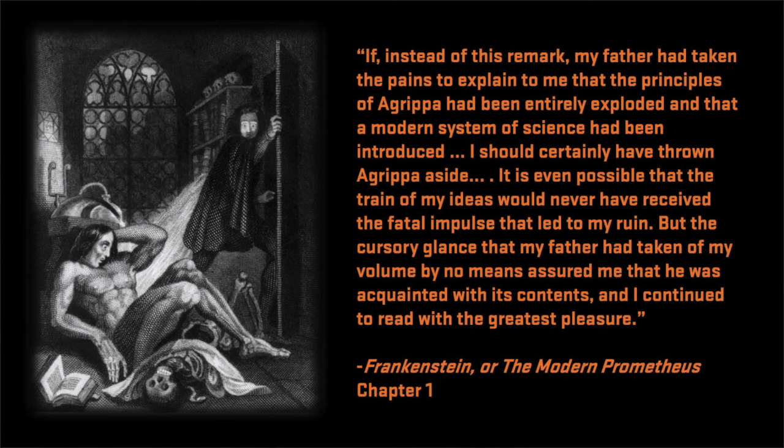And Victor found some old books of occult philosophy by the medieval mystic Cornelius Agrippa. After beginning to read them eagerly, he asks his father about them, but gets only an offhand dismissal. Victor then tells us, quote, "If instead of this remark, my father had taken the pains to explain to me that the principles of Agrippa had been entirely exploded and that a modern system of science had been introduced, I should certainly have thrown Agrippa aside.